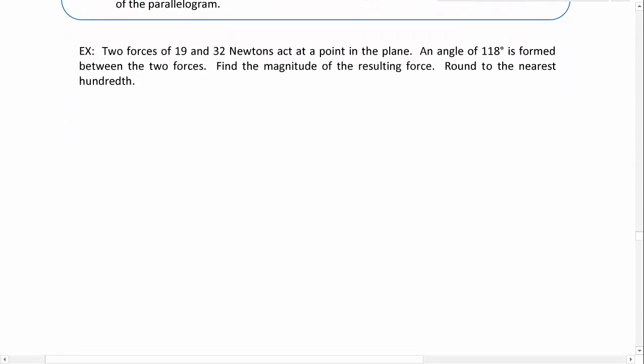2 forces of 19 and 32 newtons act at a point in the plane. An angle of 118 degrees is formed between the 2 forces. We want to find the magnitude of the resultant force, and we'll round to the nearest hundredth. Similar to our trigonometry application problems, a good diagram is key.